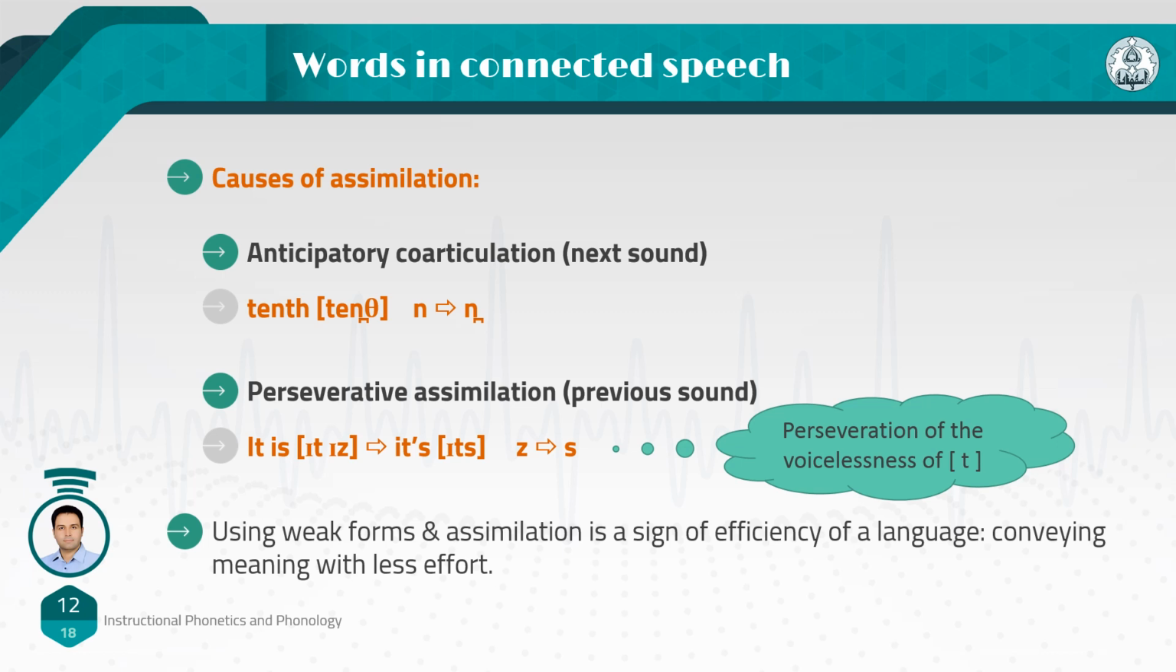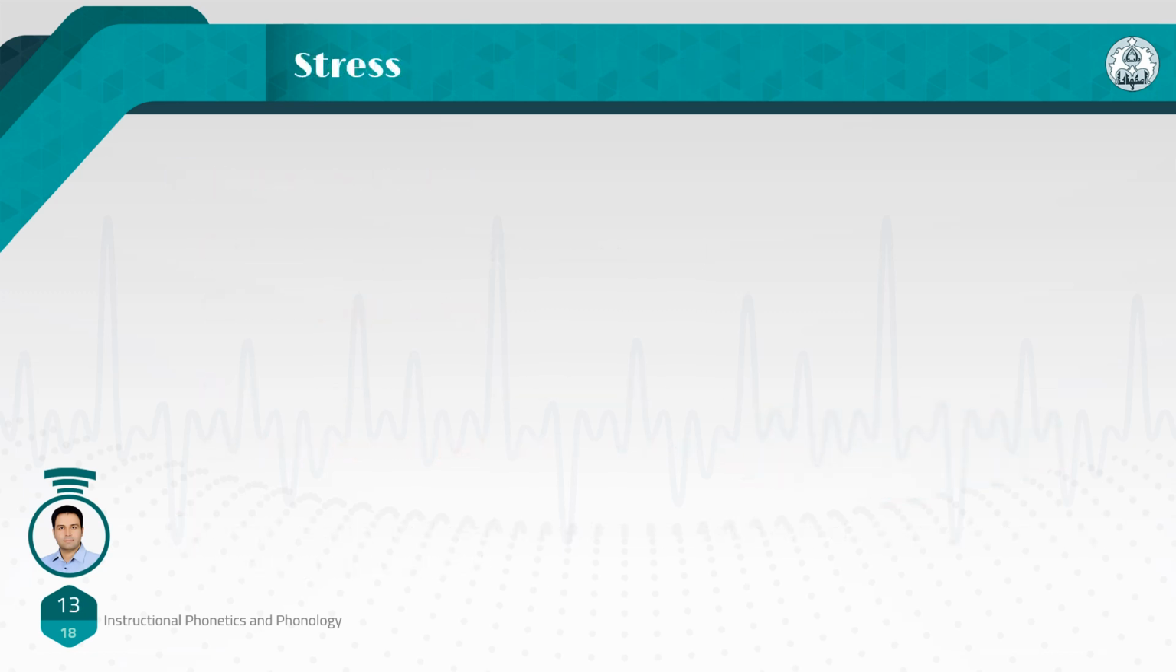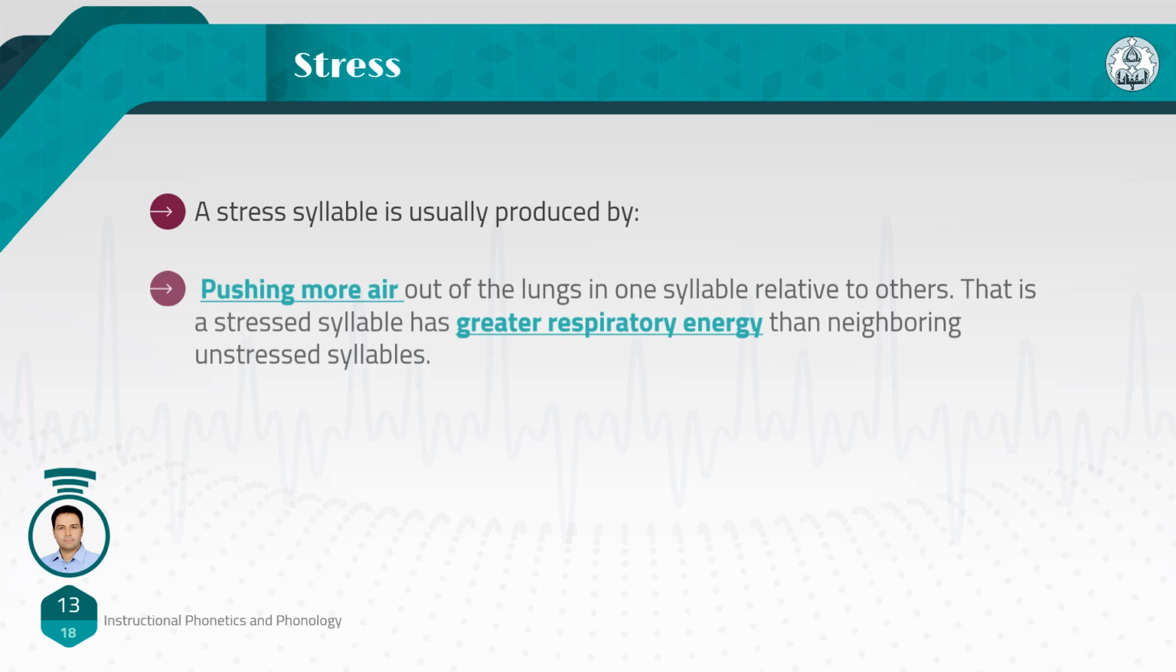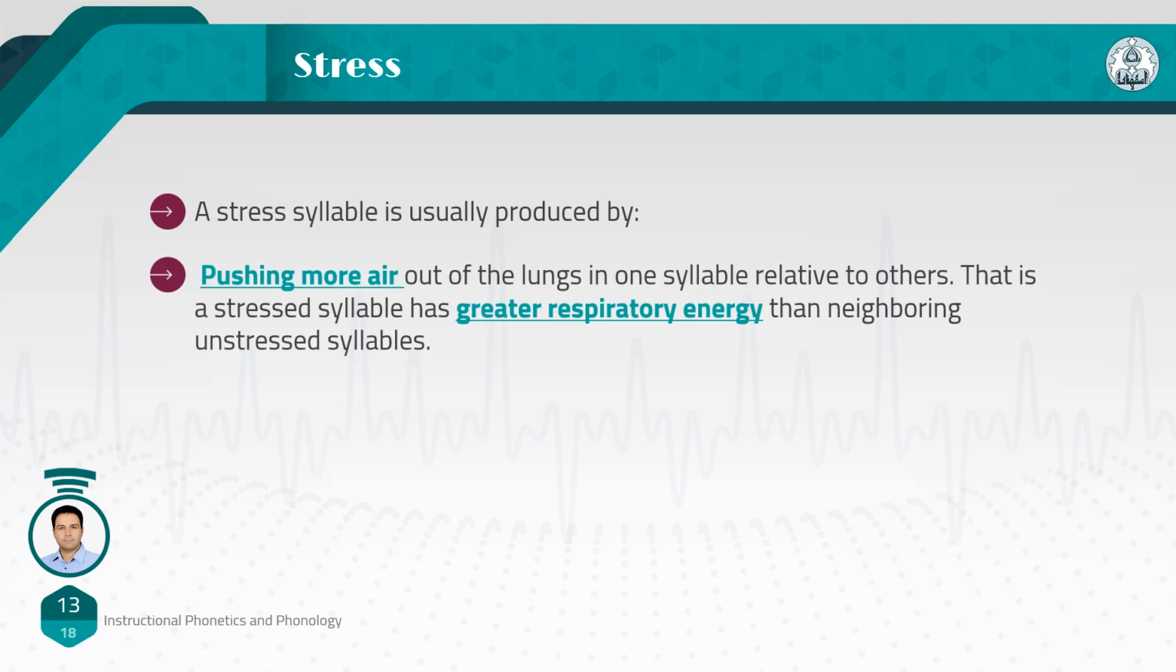Stress. Stress is most easily identified in citation forms. In conversational speech, words can be unemphasized, and when this happens, some of the properties of stressed syllables may not be realized. In citation forms, a stressed syllable is usually produced by pushing more air out of the lungs in one syllable relative to others. A stressed syllable, thus, has greater respiratory energy than neighboring unstressed syllables.